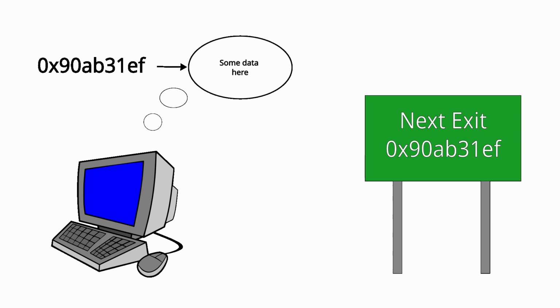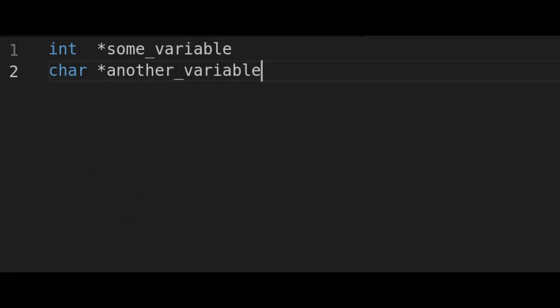Simply put, a pointer is a location in memory. Sure, when you print a pointer out, it's a hexadecimal number that looks like this, but you can think of it as a big arrow or a highway sign telling you where to go find something. In code, pointers are often declared like this. The important thing to pay attention to is the inclusion of the asterisk.